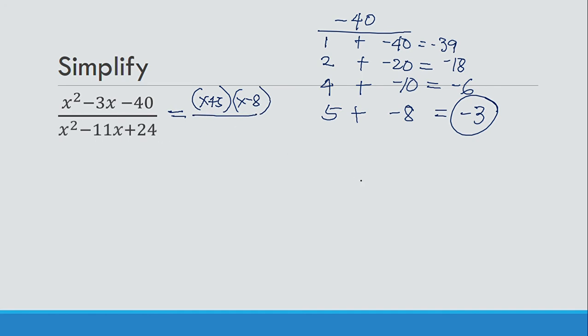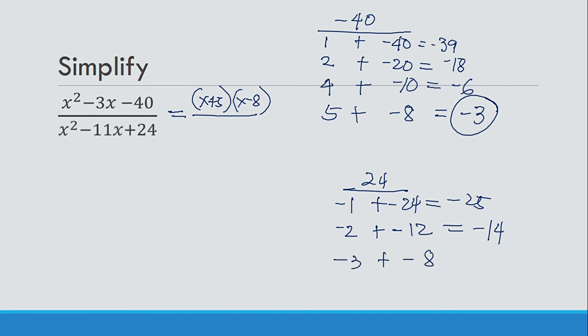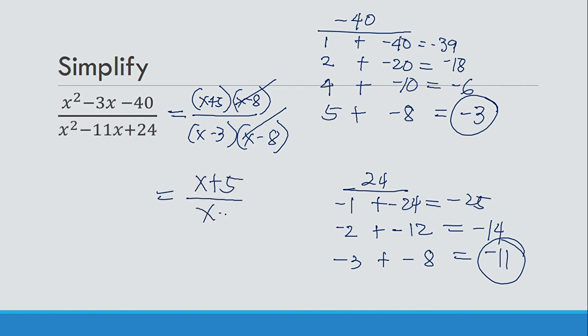Now we go for the bottom part. The bottom part is 24. Looking for the factors of that, we have a negative in the middle, so that means negative, negative. So negative 1, negative 24, adding that up is negative 25. We go to the next one, negative 2 and negative 12, that will be equal to negative 14. Next, we go to negative 3 and then negative 8. This is now negative 11. So there we go with what we are looking for. We have x minus 3 and x minus 8. Canceling the common factor out, the final answer is x plus 5 over x minus 3.